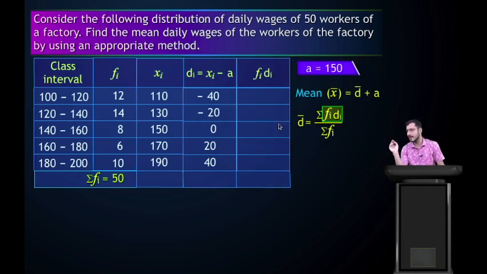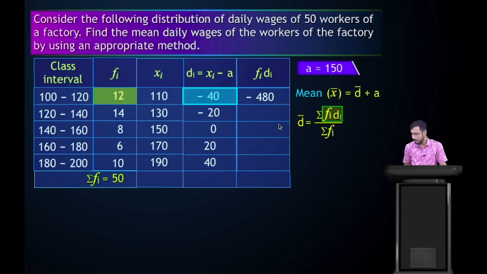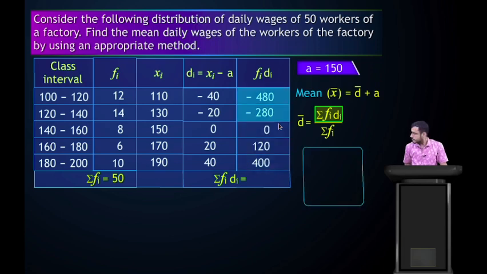Now f_i d_i, the multiplication of the f_i and d_i columns. So you can see here minus 480, minus 280, 0, 120, 400. So sigma f_i d_i: add all negative numbers and positive numbers first. So minus 760, and 120 and 400, that is 520. So minus plus positive, the answer is minus 240 here. So that is our sigma f_i d_i.